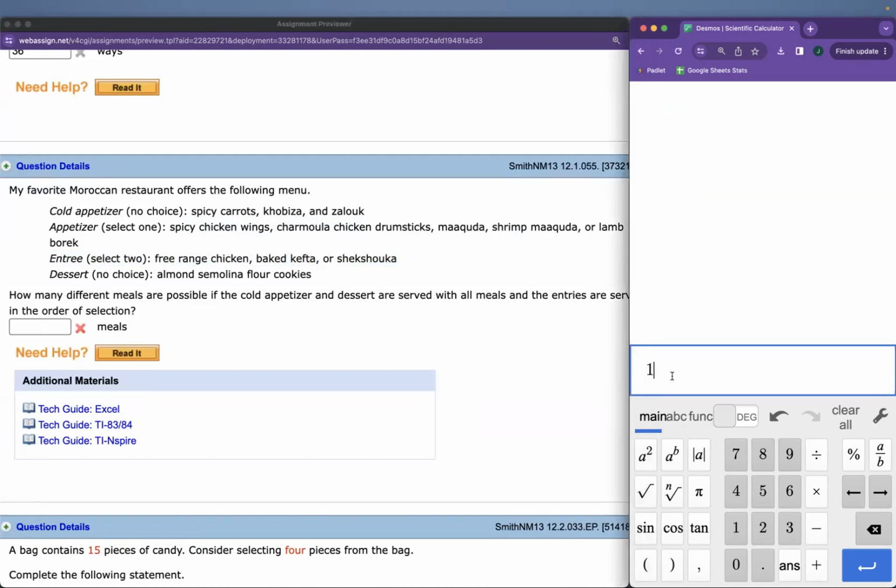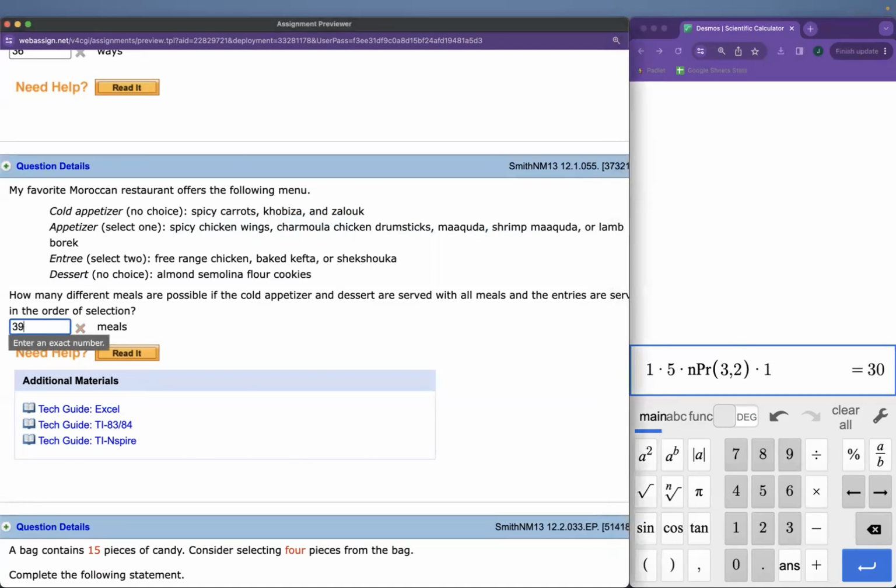Okay, cold appetizer, only one choice. Appetizer, you select 1 from 5, so you have 5 choices there. Entree, you're selecting 2, but they're coming in the order that you order them in. So that's a permutation, nPr. There are 3 to choose from, and you're picking 2 of them. So nPr 3, 2. And dessert, there's no choice, so just multiply by 1 again, which doesn't change anything. The answer is 30.